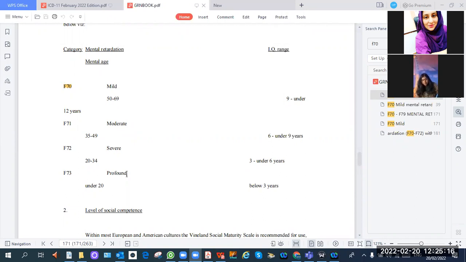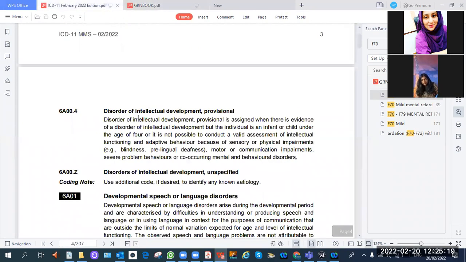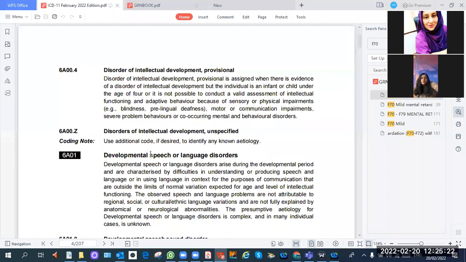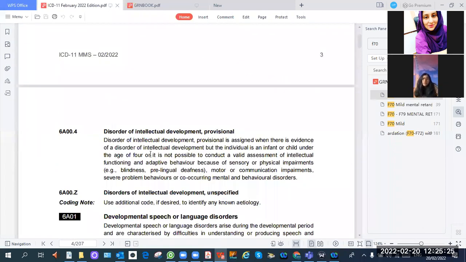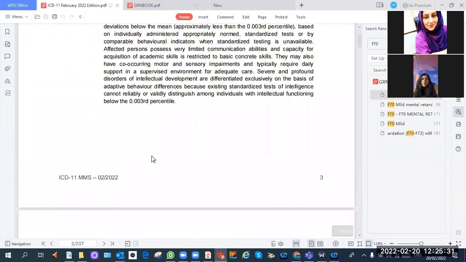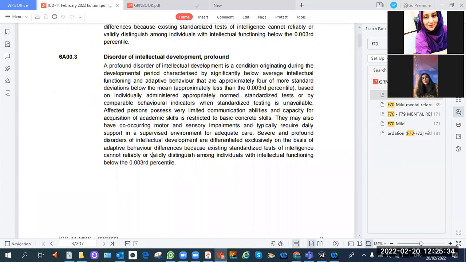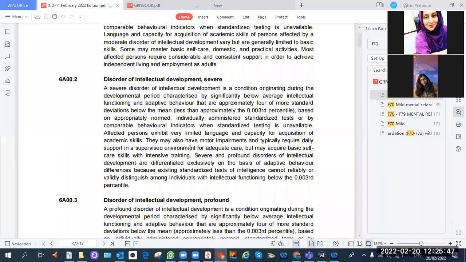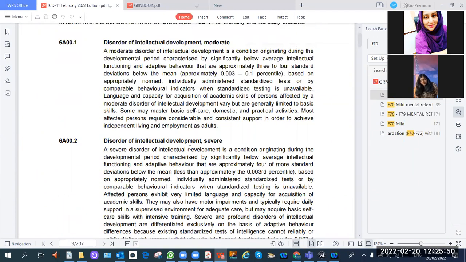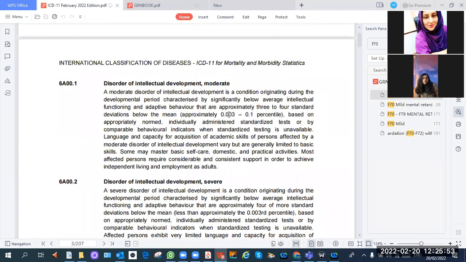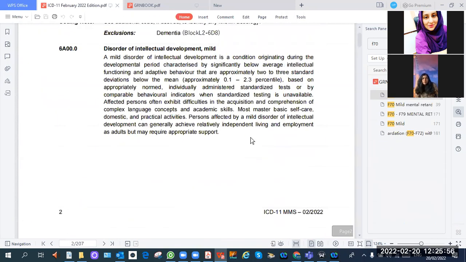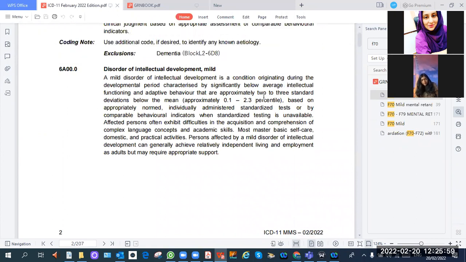Now here they use something else, which is more complicated, so it has become more difficult to calculate, but specialists in this area can do it. Otherwise, you have to go with the psychologist, and psychologists can diagnose, and they know how to use these percentiles. So profound is below the 0.003 percentile, and 0.003 to 0.1 percentile, and 0.1 to 2.3 percentile is mild.